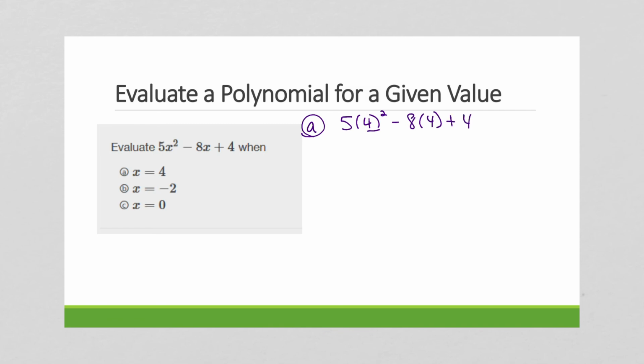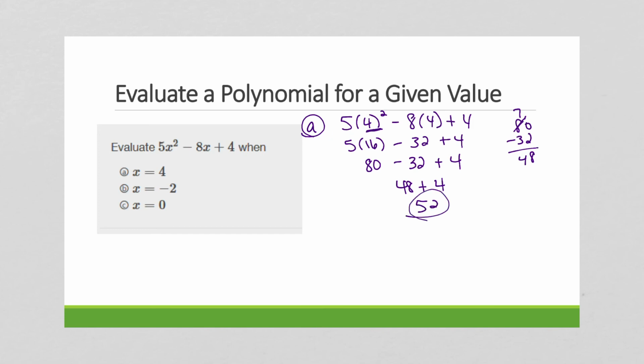Now we're going to simplify this. 4 squared is 16. So I've got 5 times 16 minus, I can go ahead and do that math too. So 5 times 16 is 80 minus 32 plus 4. So 80 minus 32 is 48, plus 4, and we get 52 here. It's our final answer.